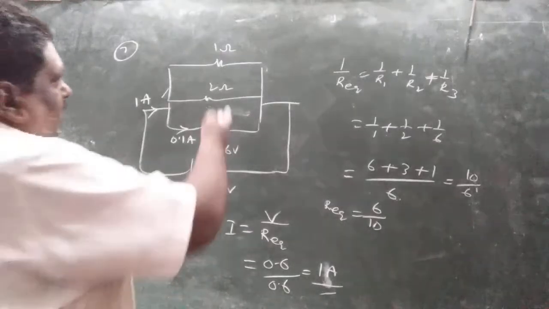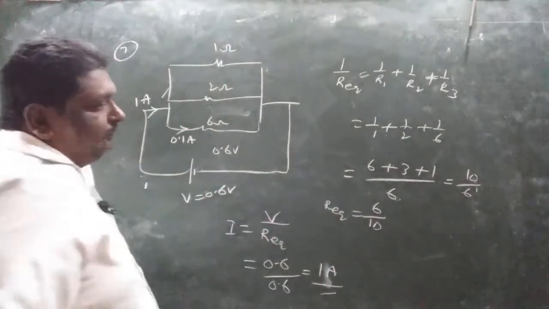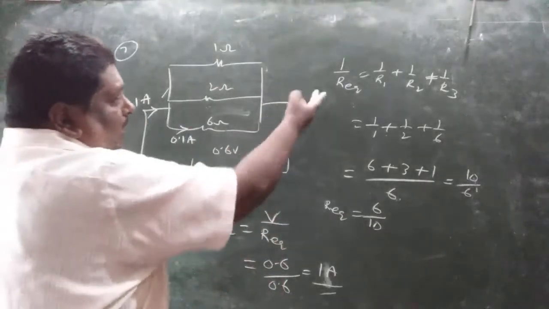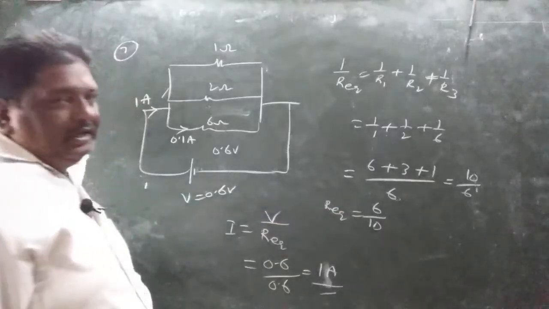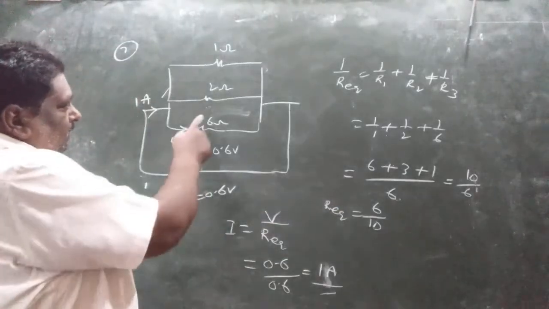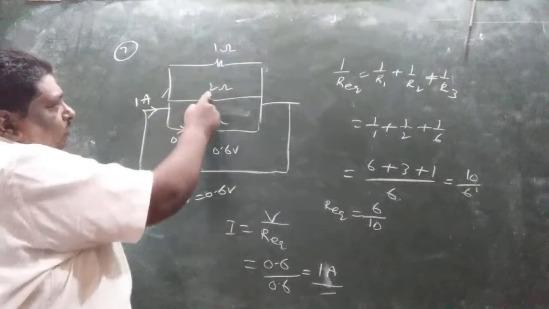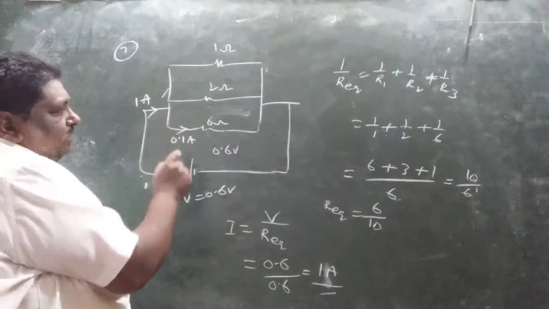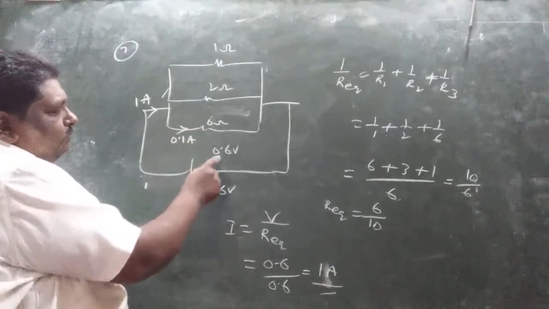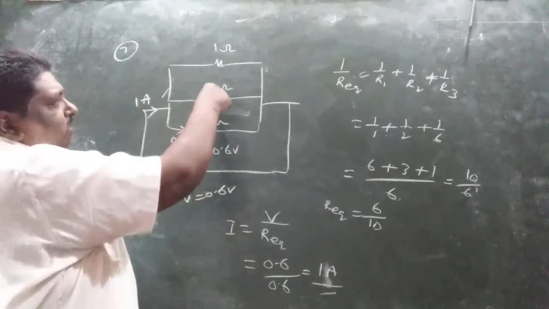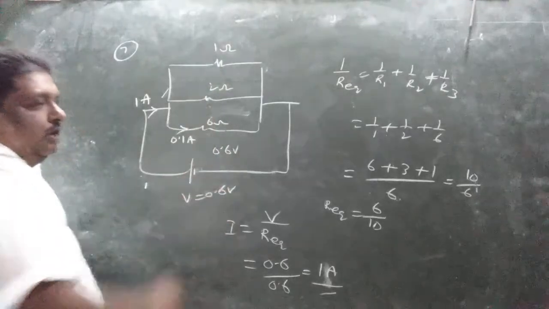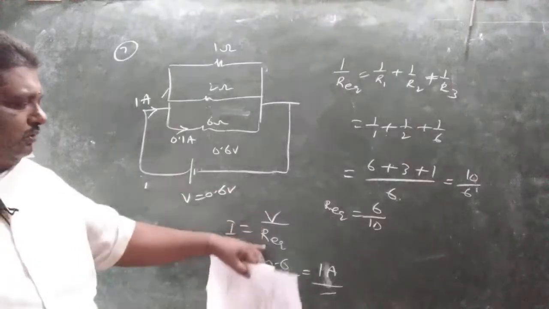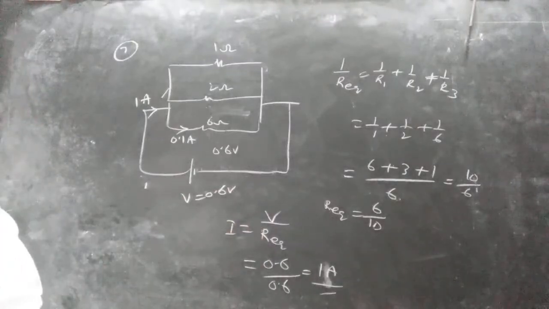First, R equivalent is calculated: 1 by R equals 1 by R1 plus 1 by R2 plus 1 by R3. Using this, after reversing 1 by R, the R equivalent value is calculated. In a parallel branch all voltages are the same, so voltage is current into resistance, 0.1 into 6, 0.6 volts. Here 0.6, here 0.6, here 0.6, due to the parallelism property. So total voltage we know, total resistance we know, and the current is calculated.